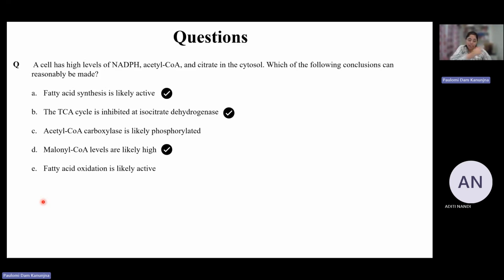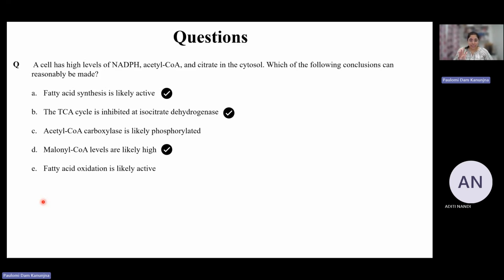The question says you have high levels of NADPH, acetyl coenzyme A, and citrate. So if you have high levels of NADPH and high levels of acetyl coenzyme A, it means that you have high lipogenic conditions, right? Lipogenesis is basically you are making lipids. Now, if you have high citrate in the cytosol, it means that there is some problem in the TCA, because citrate should be incorporated into TCA and used up, right? But it is not being used up. So there is some problem in TCA.